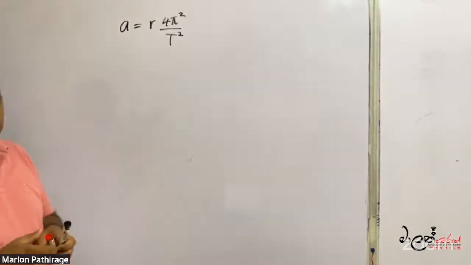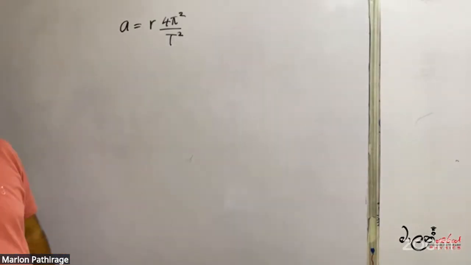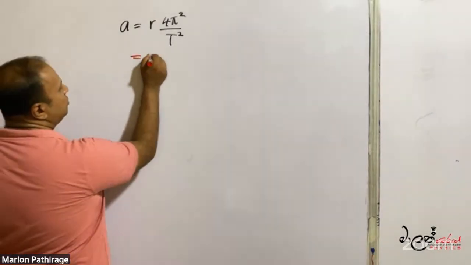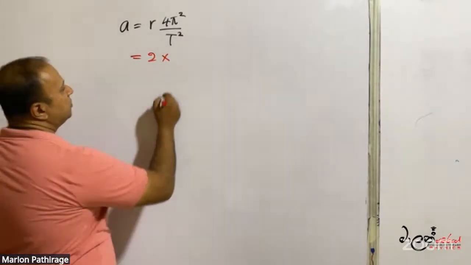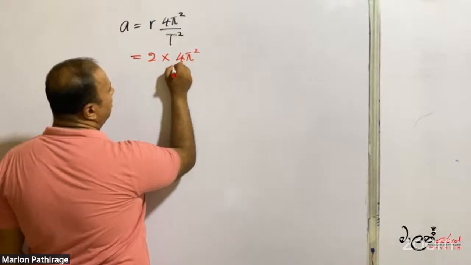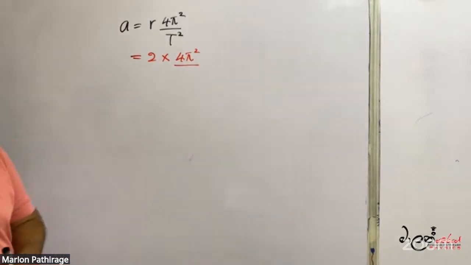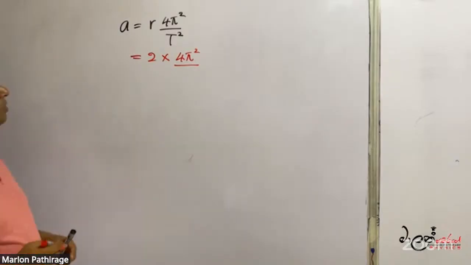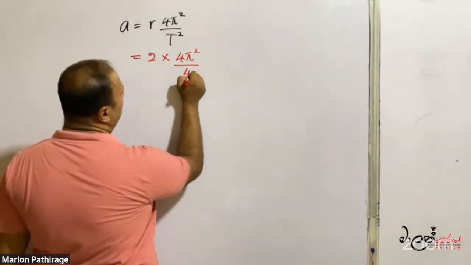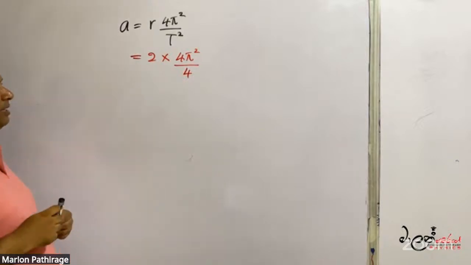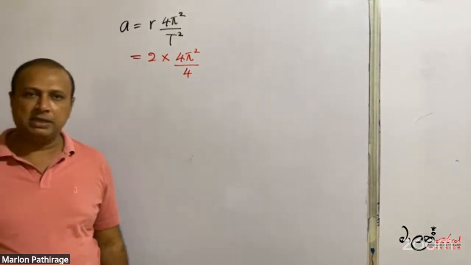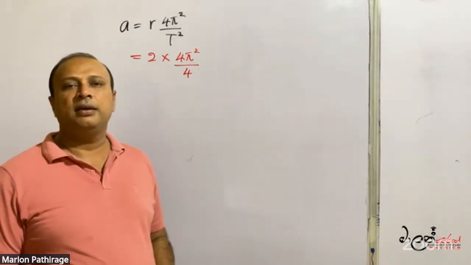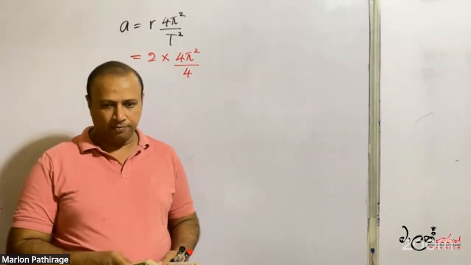Then acceleration: here, radius is 2 meters, 4 pi squared, T is 2, so T squared is 4. And 4 and 4 will be cancelled out. The correct answer is answer number 4.